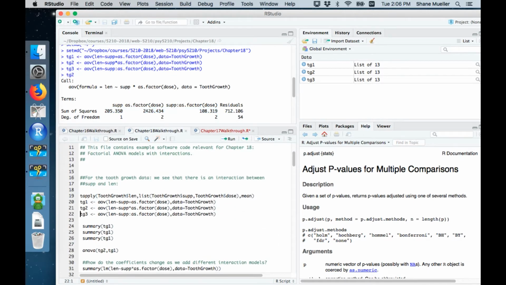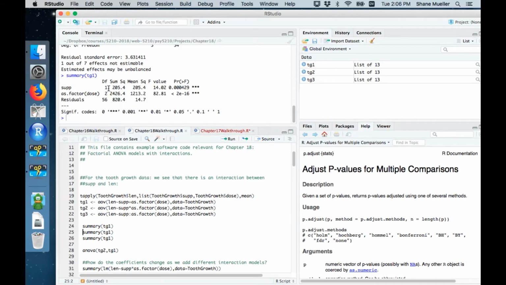Okay, so if I look at the summary of these, here's a summary of the main effects model, which we looked at before. And this is good to check. Supplement has 1 degree of freedom. That means it has 2 levels, and that was true. Factor dose has 2 degrees of freedom, which means it has 3 levels. We see that they're both significant in their main effects.